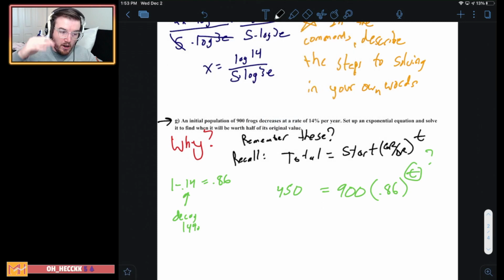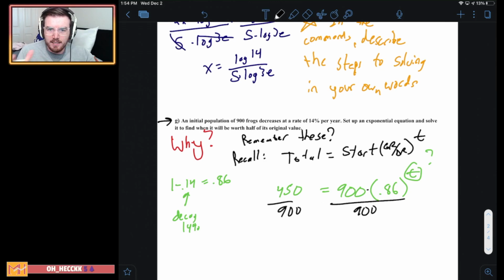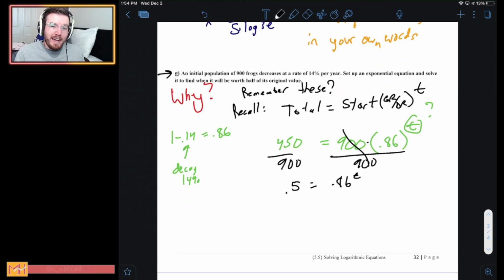Well, if our variable is up in the exponent, what do we do? We can take the log of both sides. Something I notice here, though, is that this is 900 times 0.86 to the t. How about I clean it up a little bit? Because that's just 900 times, it's kind of separate, so I can just divide that away. And 450 divided by 900 is simply a half, or 0.5. Now that looks a little bit cleaner. I hope you're with me on that. You wouldn't have to do that, but I think it cleans it up a little bit.